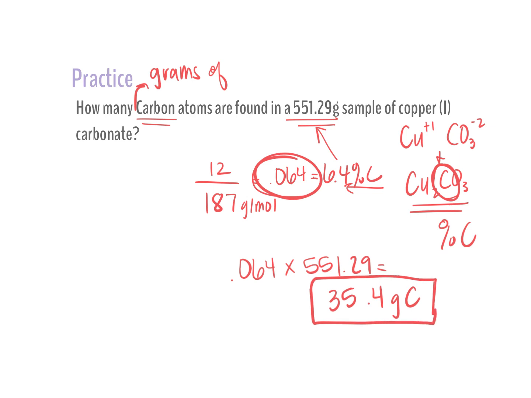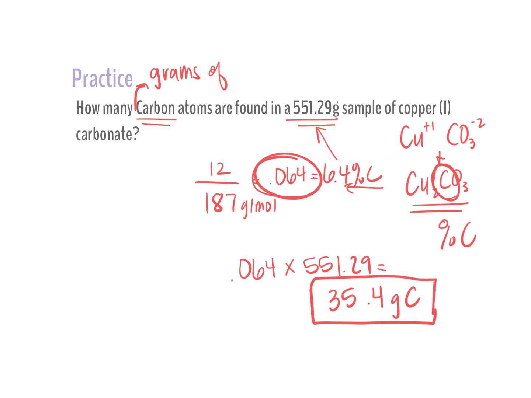What if my answer had come out to tell me that my carbon sample was 600 grams? Would that have been a problem? Yeah. Why would that have been a problem? That's right. It would have been greater than the sample I even have. There's no way I could have had 600 grams of carbon out of a 551 gram sample, right? So we need to make sure we have a range of expected answers here. I'm going to show you how either method would work.